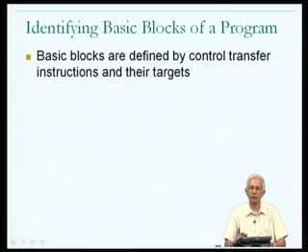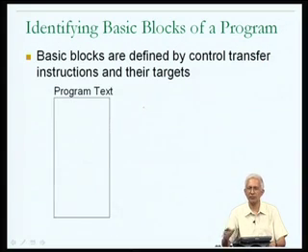Okay, now we understood that the basic blocks of a program are defined by the control transfer instructions and the targets of control transfer instructions. Therefore, we could infer that if I could identify all the control transfer instructions in a program, and I could also identify all the target addresses of the control transfer instructions in a program, then I would know the basic blocks of the program. And this gives me the functional mechanism to identify the basic blocks of a program.